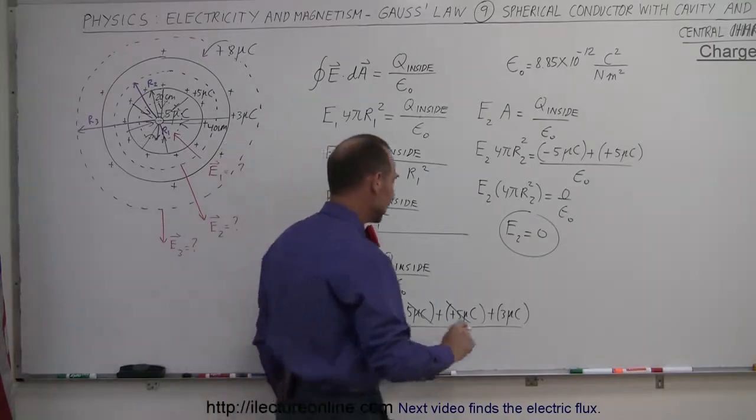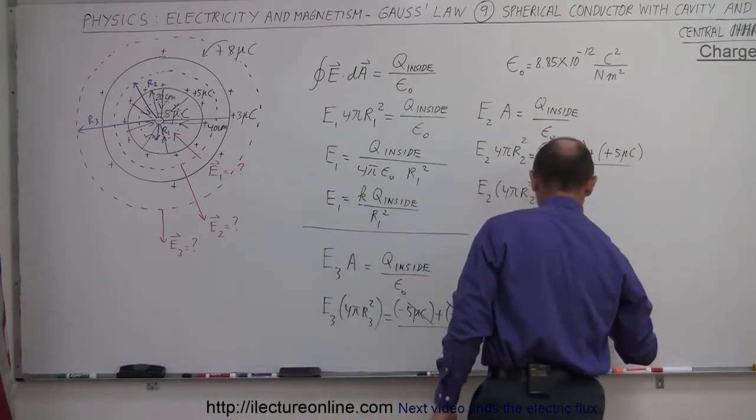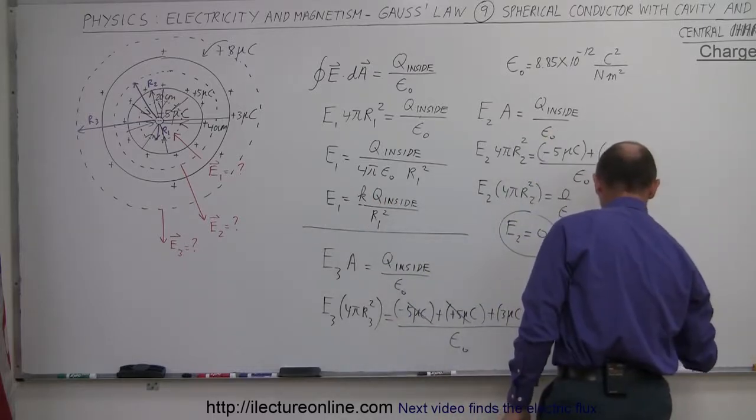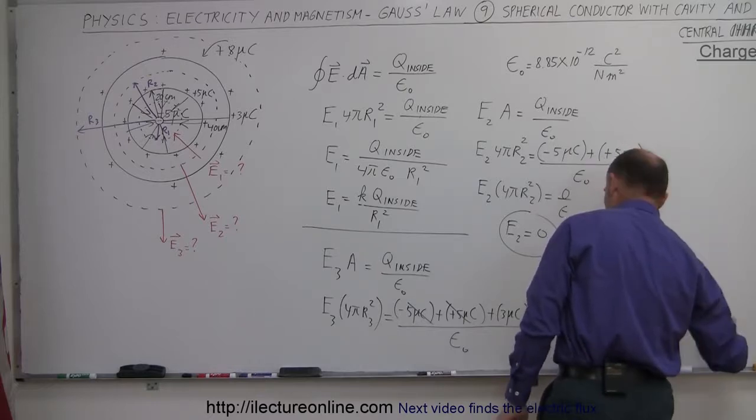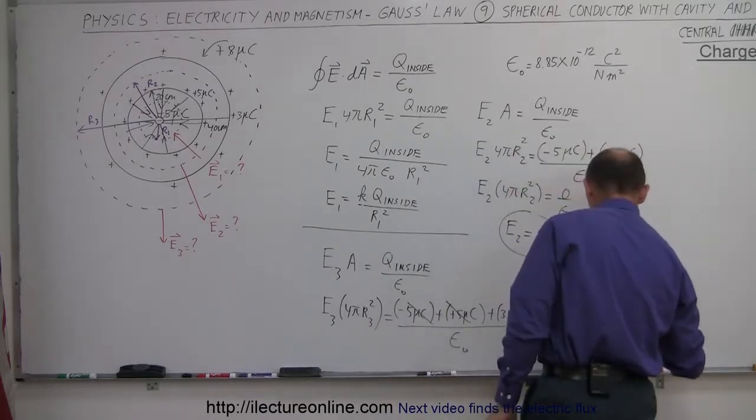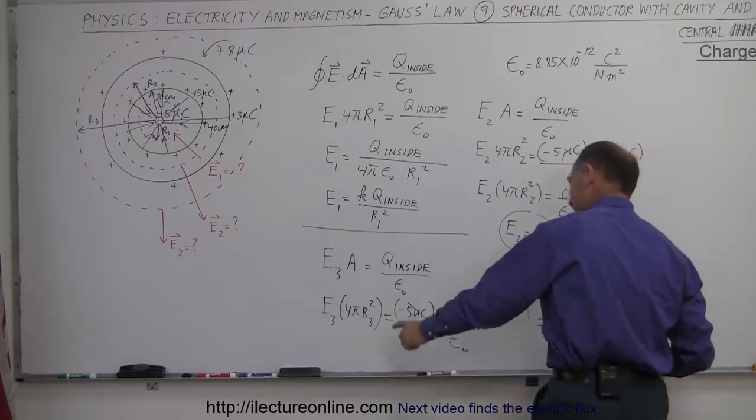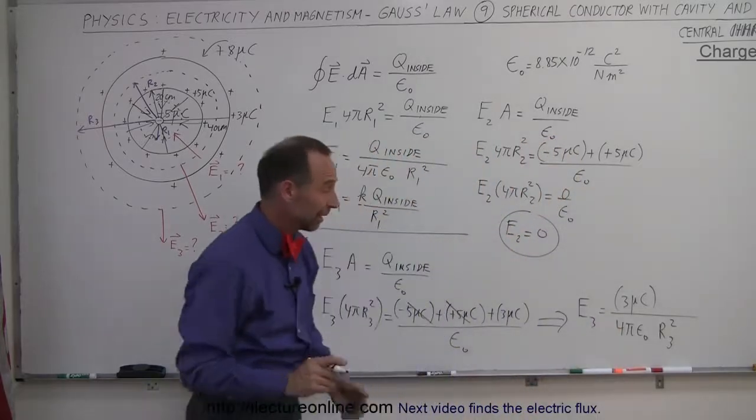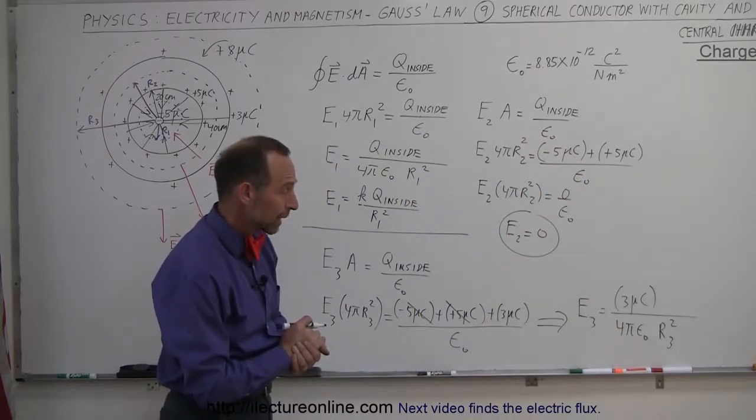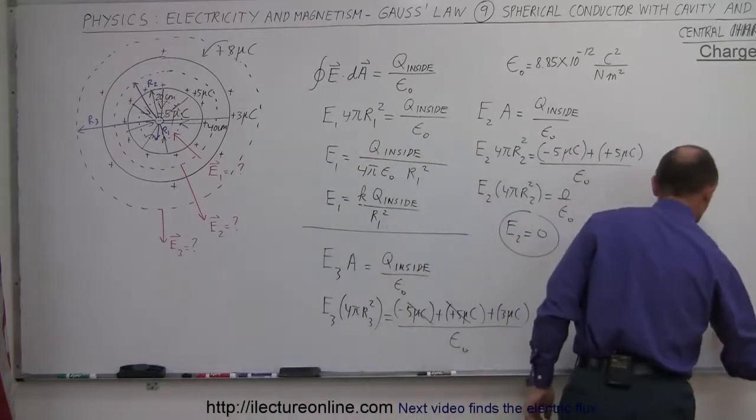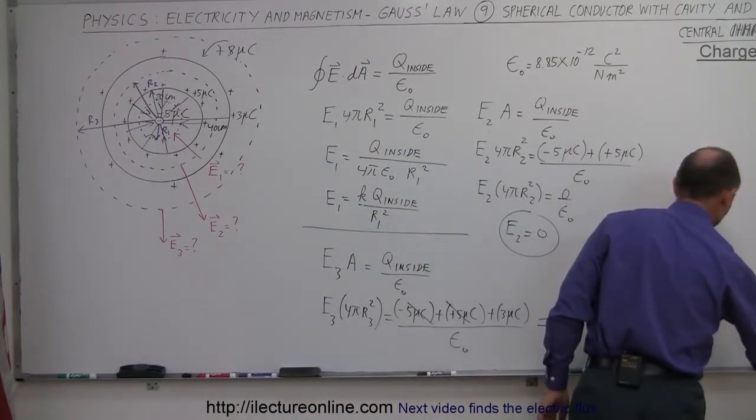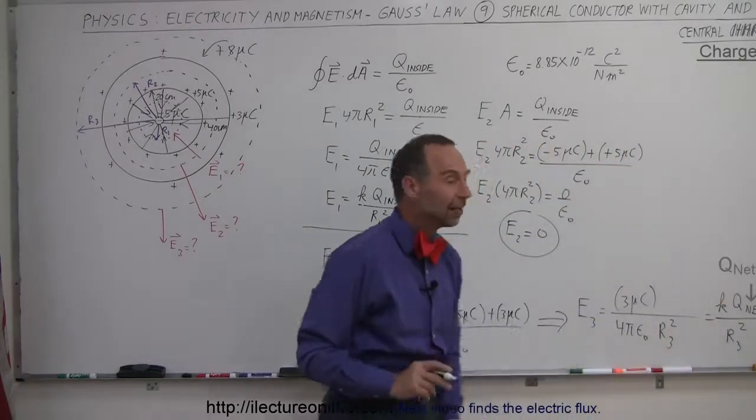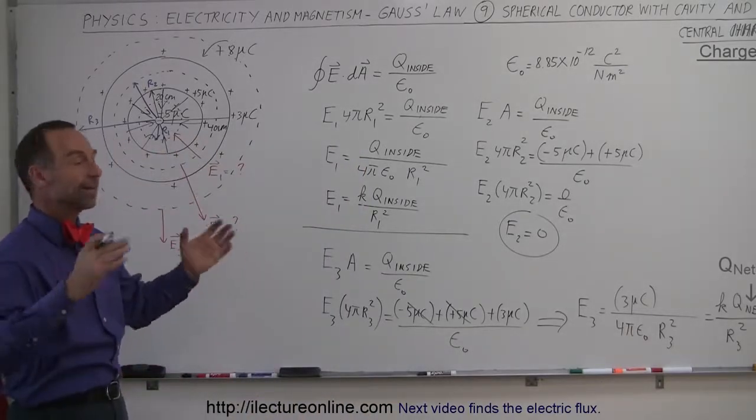So finally, when we solve that, we can conclude that the electric field outside the conductor, E3, is equal to the net charge, 3 microcoulombs, divided by 4 pi epsilon sub naught times the radius r3 squared. And of course, 1 over 4 pi epsilon sub naught is simply the k. And so we can write this as k times q net divided by the radius out there squared, which again is the equation for the electric field outside a point charge.